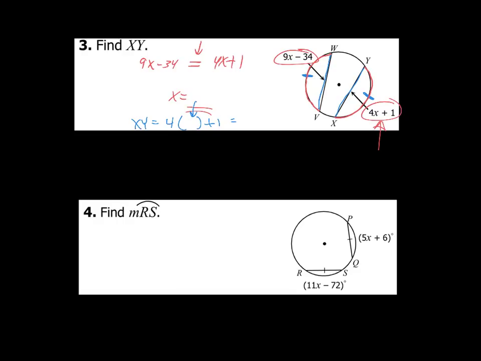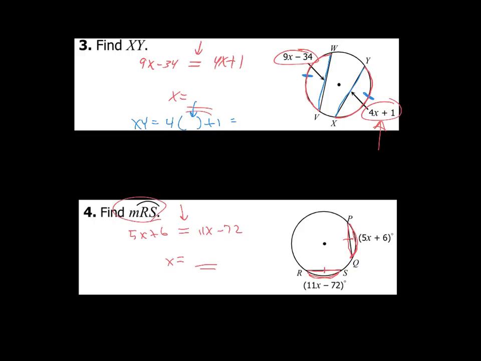What I notice is that this chord and this chord are congruent, which means that the arcs that contain them are also congruent. So 5x plus 6 is the same as, right, that's what equals means, is the same as 11x minus 72. Solve for x, be your first step. That's not the only thing.